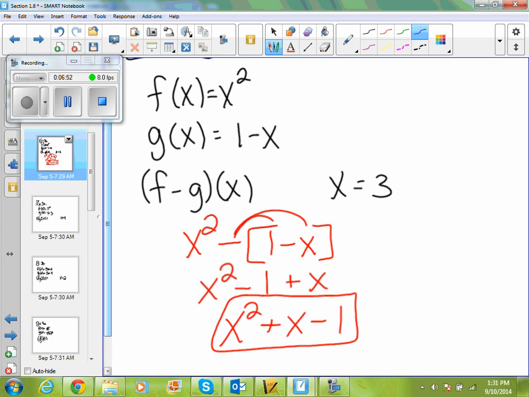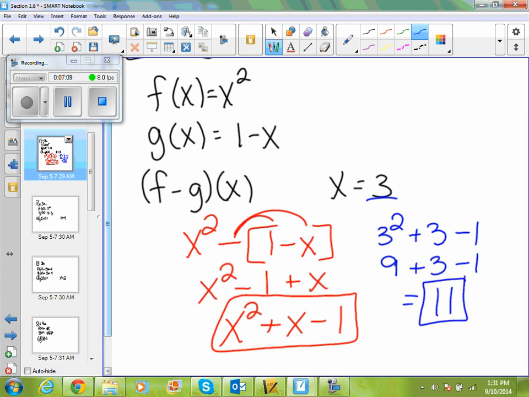And if I know that x equals 3, I plug in 3. So 3 squared plus 3 minus 1. 3 squared is 9. So 9 plus 3 minus 1. And what's 9 plus 3 minus 1? 11. So my function would equal 11 when x equals 3.